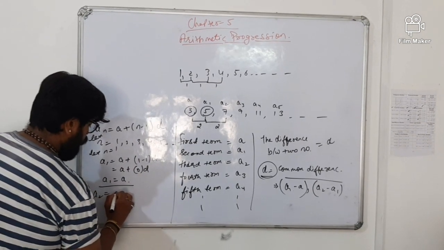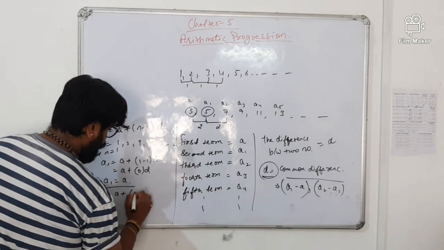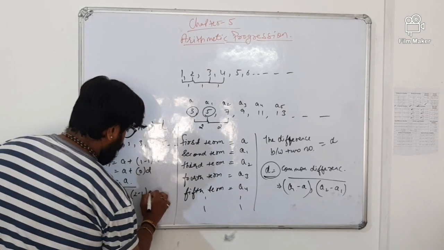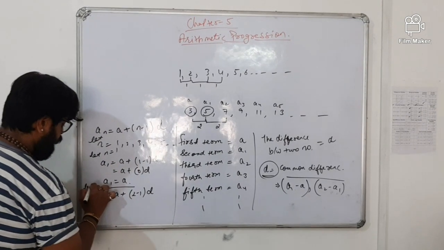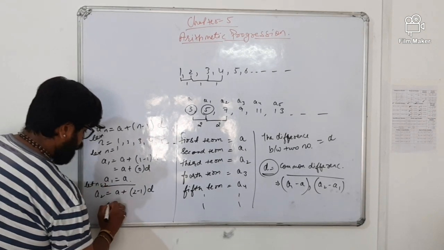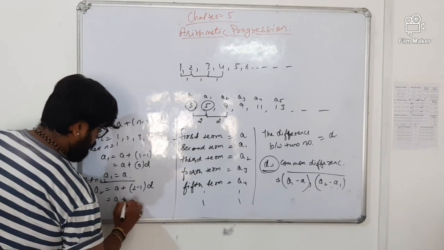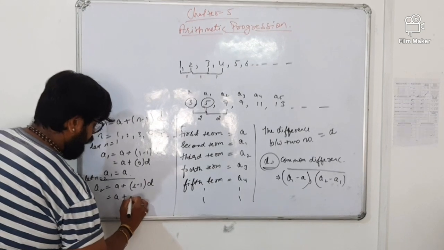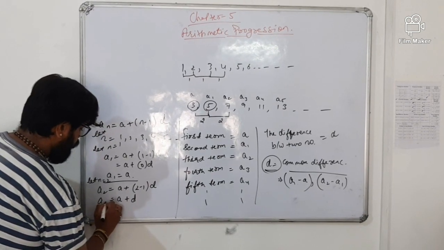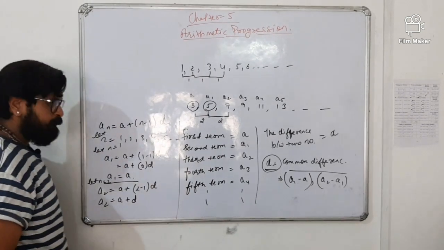A2 is equal to a plus (2 minus 1) into d. A2 means let n equal 2. So a plus (2 minus 1) means 1, and 1 into d is d. So a plus d is the second term.